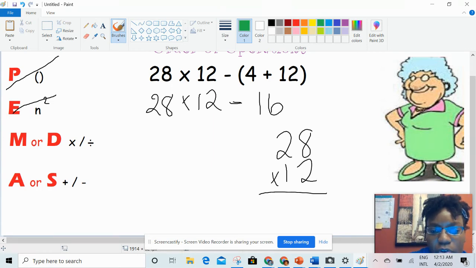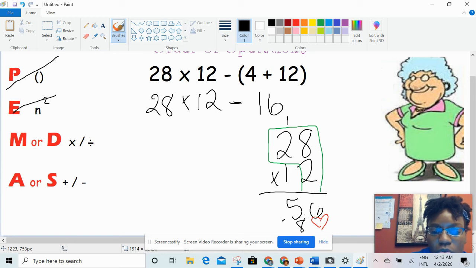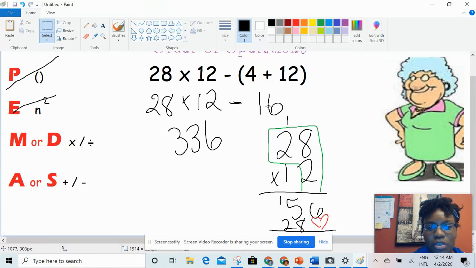All right, first thing we need is our place holder. Okay, so we're going to multiply 8 times 2, which is 16. Write my 6, carry my 1. 2 times 2 is 4, plus 1 is 5. Before I start, I need my zero to start. Then I'm going to multiply 1 times 8, which is 8, and 2 times 1, which is 2. Then I'm going to take this number and add it up. 6 plus 0 is 6. 5 plus 8 is 13. Carry my 1. 1 plus 2 is 3. So I get 336 is what I have here for that particular portion.